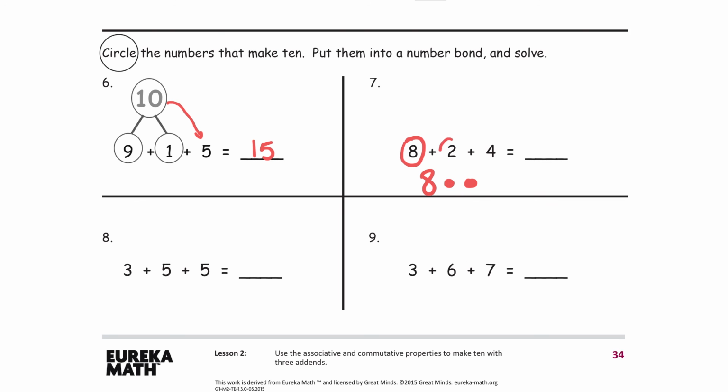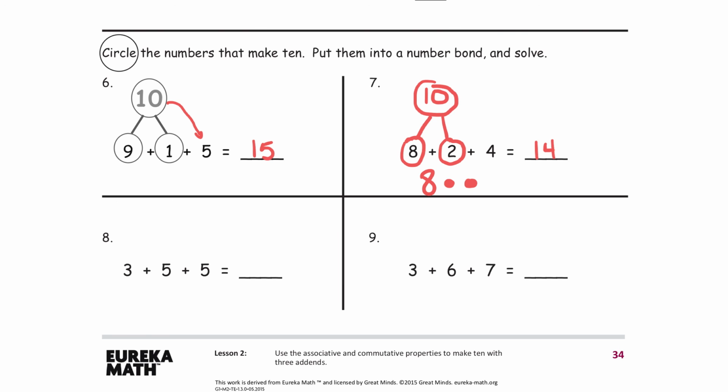So I'll make my number bond out of the 2. I'll make it 10 right here. Connect those up. And then I have my 10 plus 4. 10 plus 4, that's right, 14.